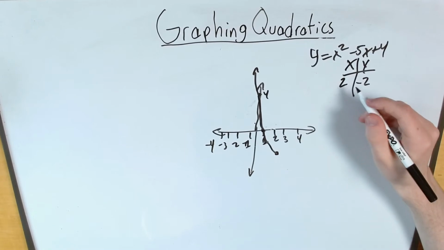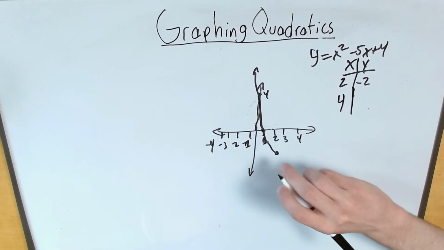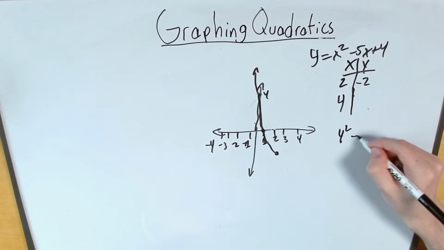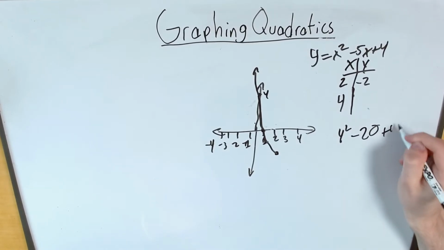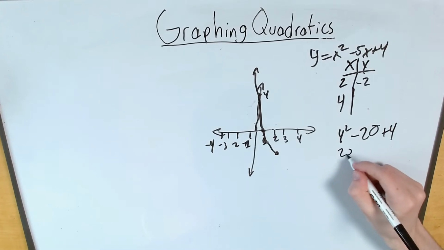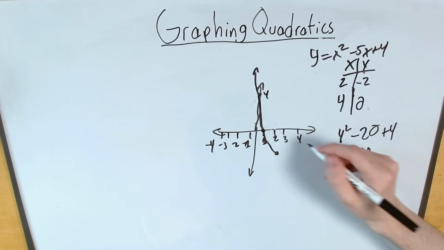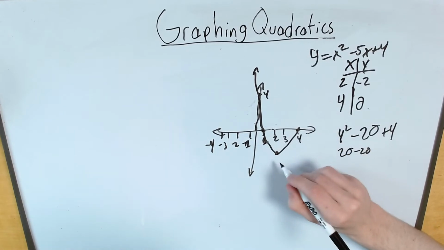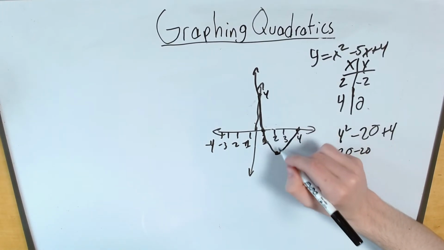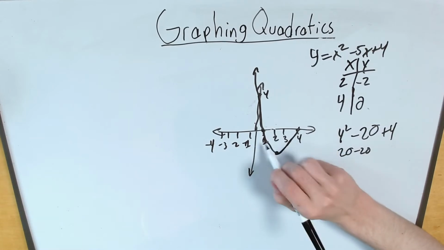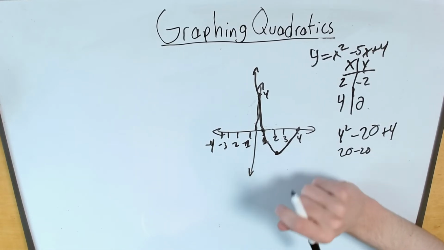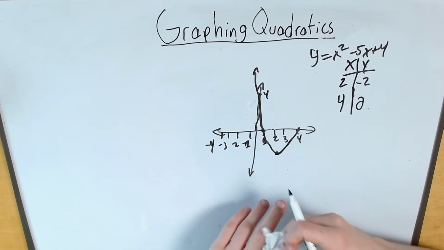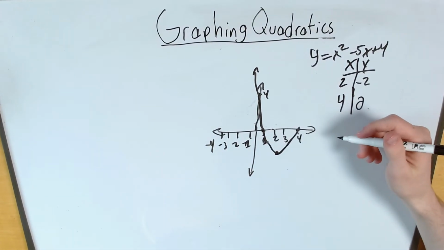Let's just try 4. Let's see how far negative we keep going. So 4 squared is 16 minus 5 times 4 is 20 plus 4. That's actually 20 minus 20, or 0. So I'm positive. So at some point between this interval, I become positive. That's interesting. We're going to keep that in the back of our minds for now. Once we've got the full graph, we'll come in and see if we can do something with that.